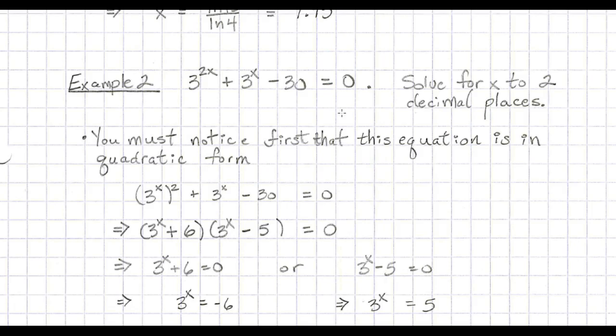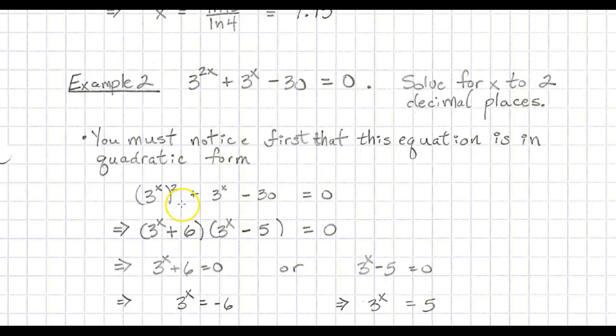In other words, you can think of this as a quadratic equation first. Something squared plus something minus a constant equals 0. So this is called a quadratic form. You have to think of this as 3 to the x squared plus 3 to the x minus 30 equals 0. Similarly, if I had said x squared plus x minus 30, that would make sense to you as a quadratic form. That actually is a quadratic.